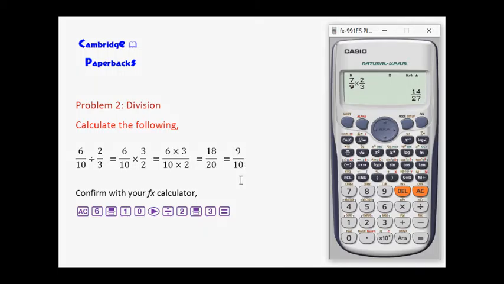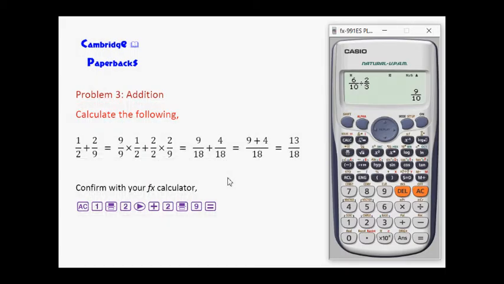Now we can confirm this result with the following keystrokes. So just clear the display, and we have 6 fraction 10 cursor, divide by 2 fraction 3 equals, and the result in the display you can see is 9/10, which corresponds to what we calculated.